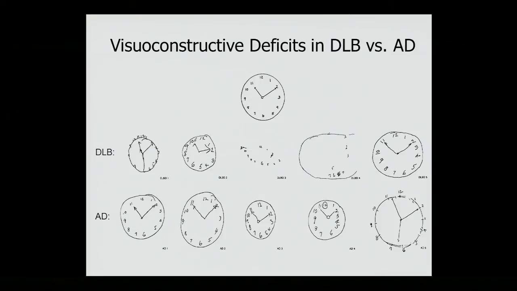We haven't done a large study in dementia with Lewy bodies, but this is a look that we took. Each column here represents one dementia with Lewy body patient and one Alzheimer patient who were matched in terms of their global level of cognitive ability. So their memory deficit was about the same, language was about the same, and so on. But you can see, and that's true for each column, they're matched that way. And in general, what we see is that patients with dementia with Lewy bodies have a worse visual constructive deficit than patients with Alzheimer's disease at the same level of dementia.